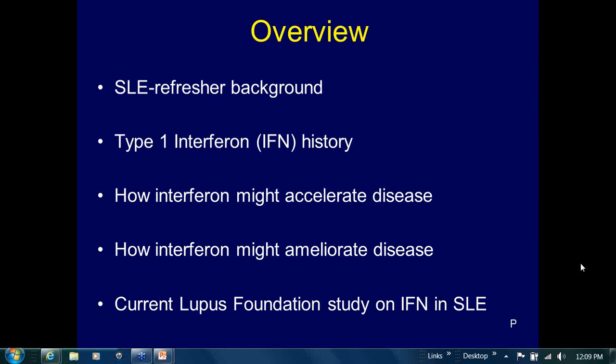And finally, I'm going to talk to you a little bit about an exciting new study of interferon in lupus. And this is a study that was recently funded by the Lupus Foundation of Minnesota. I am the principal investigator on the study. I'm very fortunate to be aligned with the Lupus Foundation to be able to conduct this research.